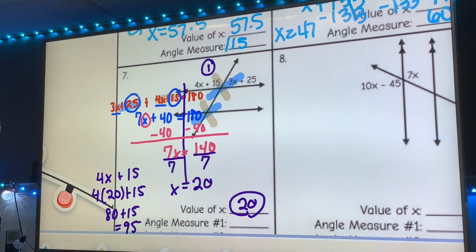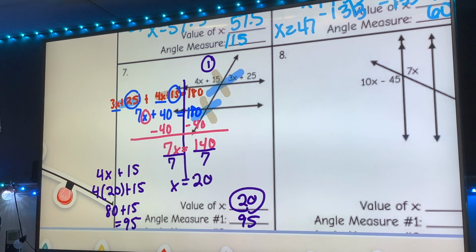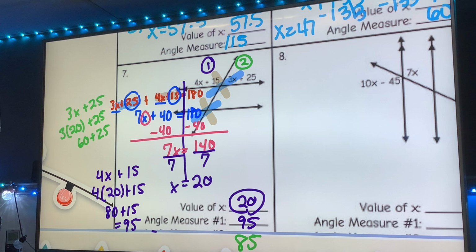So the first angle measure is 95, and obviously there's some words underneath it. It's probably asking about the second one, so we're going to hit and run that one. That's going to be 3x plus 25. And once again, we know that x is 20, so I'm going to replace x with 20. And we also know that 3 times 20 is 60 plus 25, which will turn into an 85. So those are my 2 angle measures. And we're good to go.